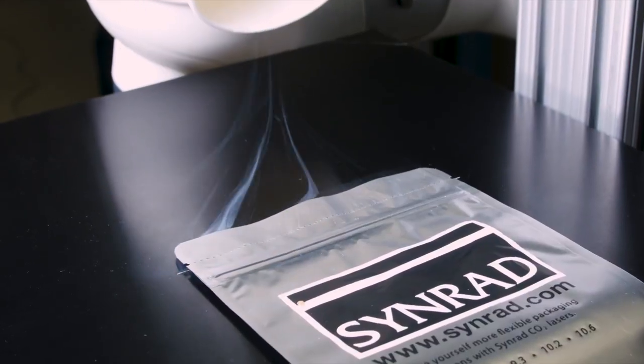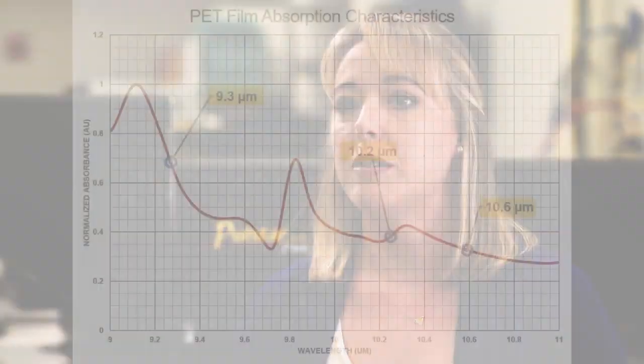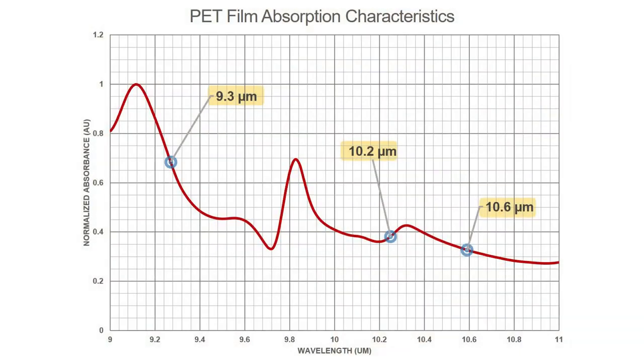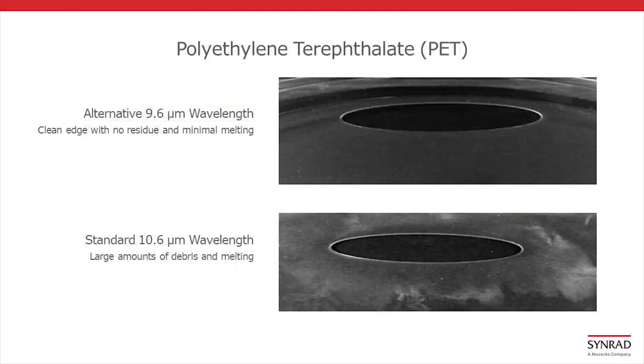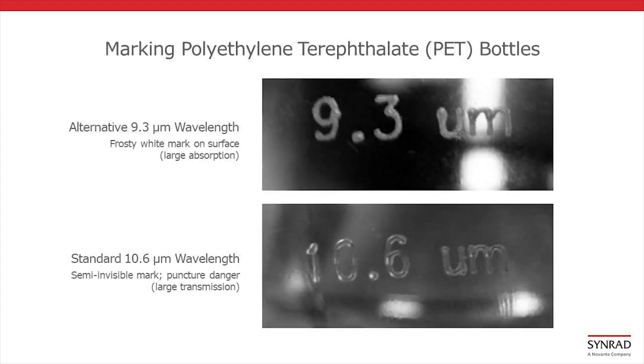cutting and converting. CO2 lasers are available in different wavelengths, commonly 9.3, 10.2, and 10.6 microns. When the wavelength is matched to the target material's absorption characteristics, results are typically higher quality and the application can be processed at higher speeds.